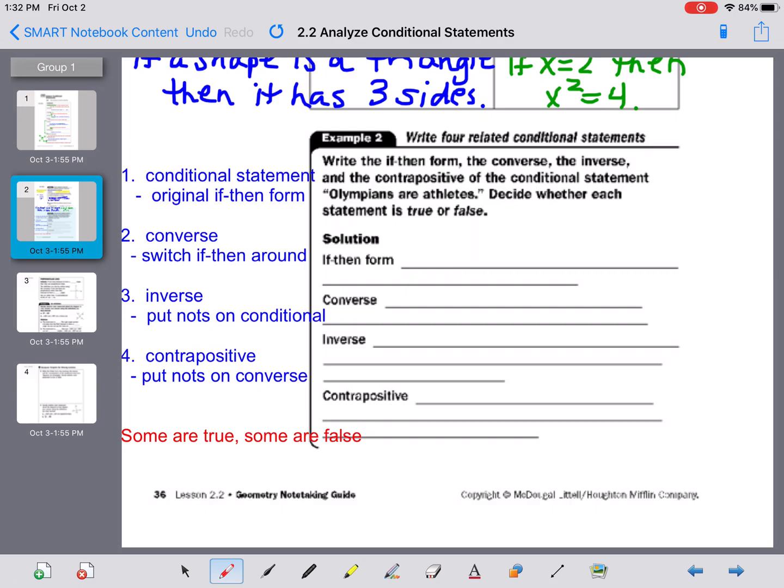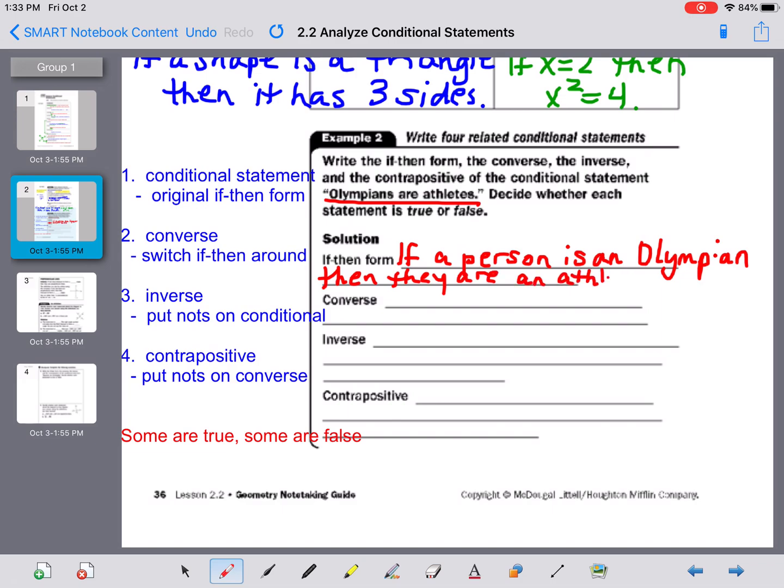So we are going to take this sentence, Olympians are athletes, and we're going to turn them into an if-then. So we need a category. Well, you want to use a person maybe? So we're going to say if a person is an Olympian, then they are an athlete. Okay? So we started off with the Olympian first, athlete second, because that's the order they gave to us in. If a person is an Olympian, then they are an athlete.